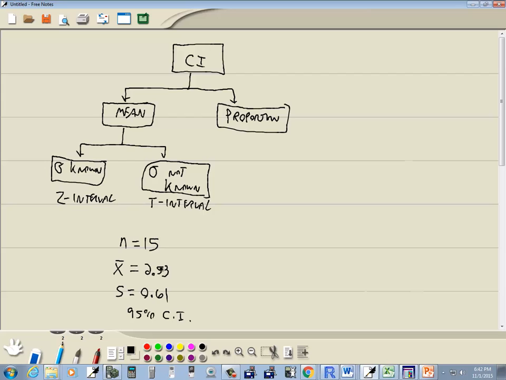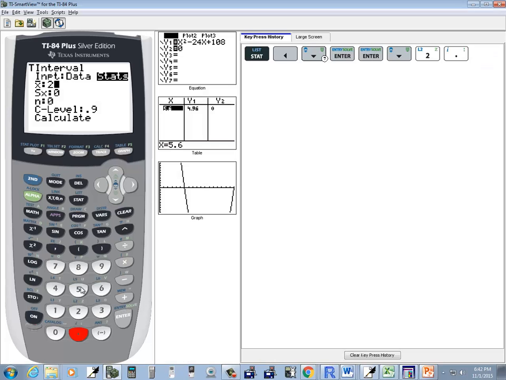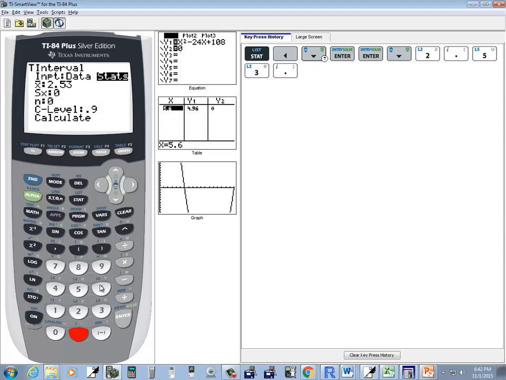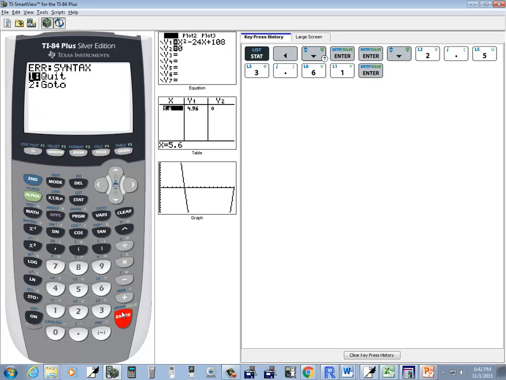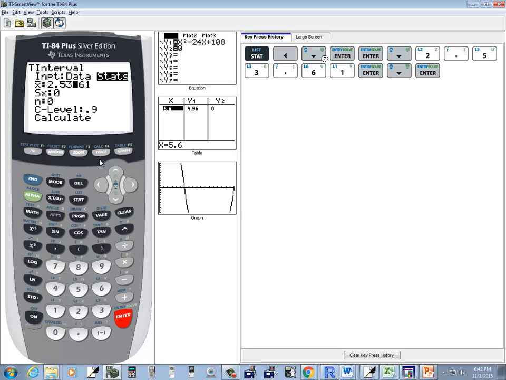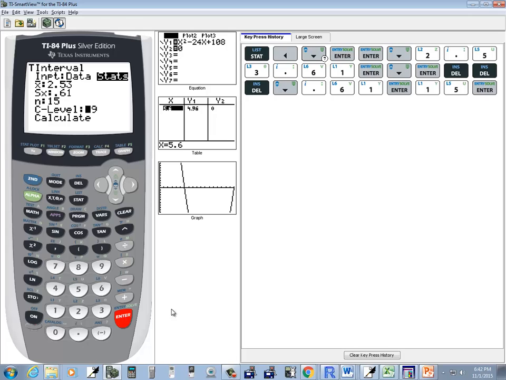Then we'll down arrow. And x bar we said was 2.53. S is 0.61. What did I do? Oh, I didn't down arrow, I guess. 2.53, 0.61, n is 15. And then our C level will be 95%. And you put this in decimal form, so it'll be 0.95.